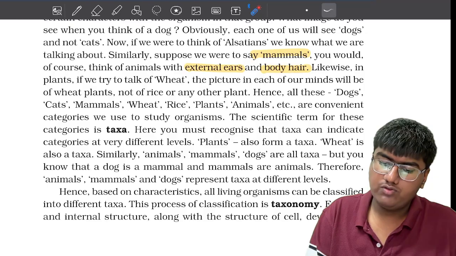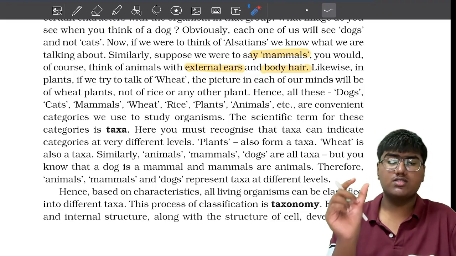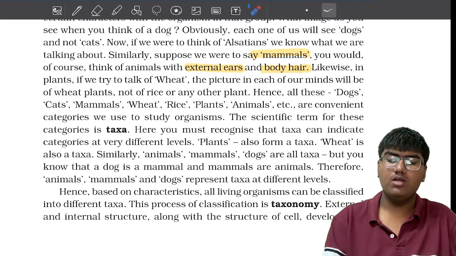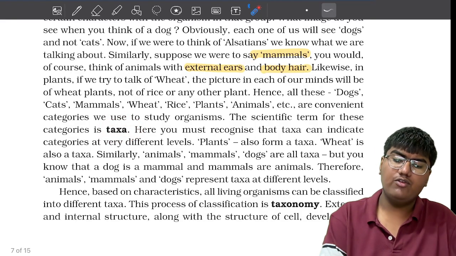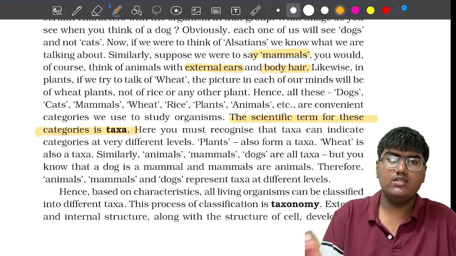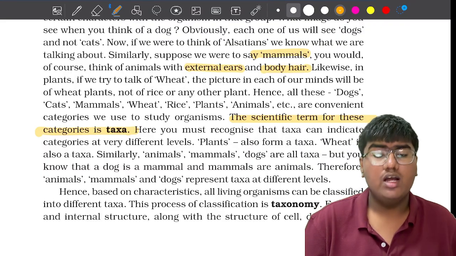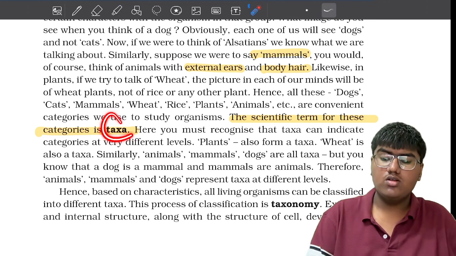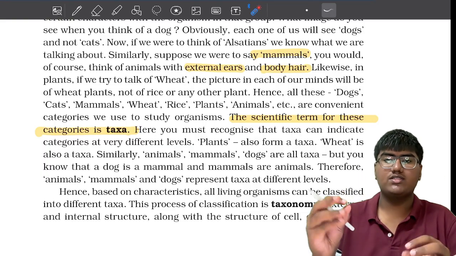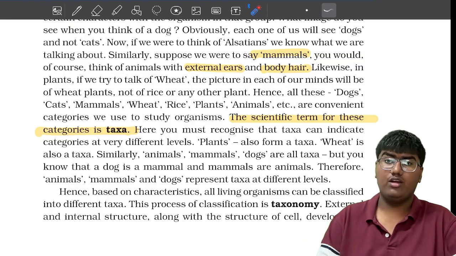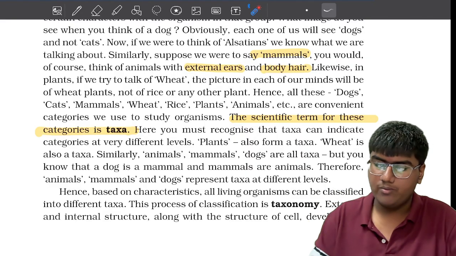The scientific term for these categories is taxa. When I have named a certain organism, for example, dog, an individual organism, that is a taxon. Here you must recognize that taxa can indicate categories at different levels. Taxa is not referred to, for example, just a species. I can refer to a family also. For example, I can refer to the Solanaceae family. It is not necessary that I refer only to a species or just a genus.